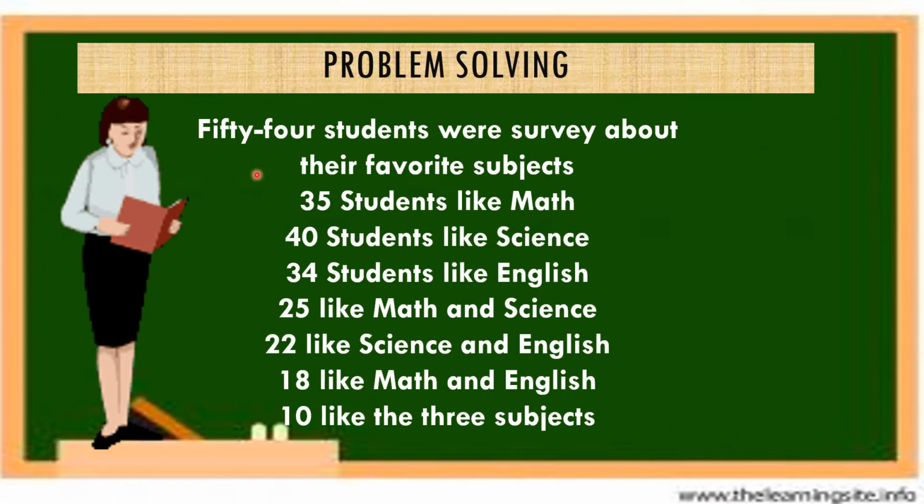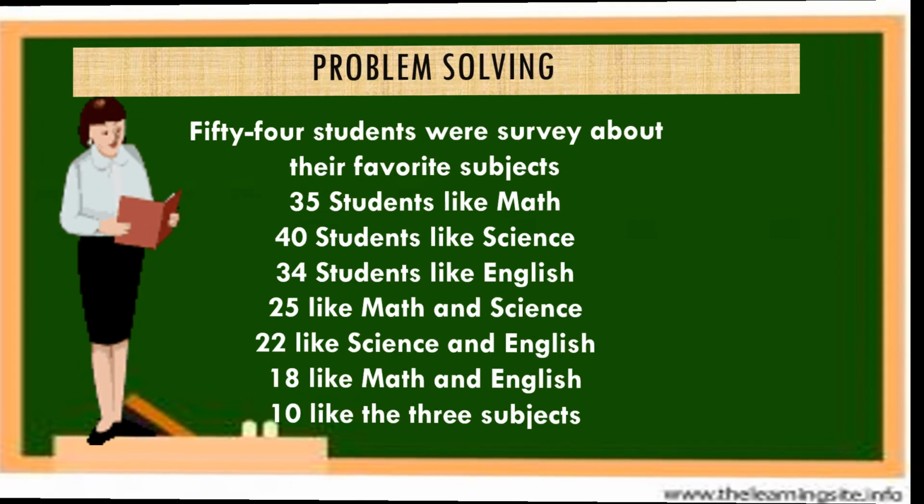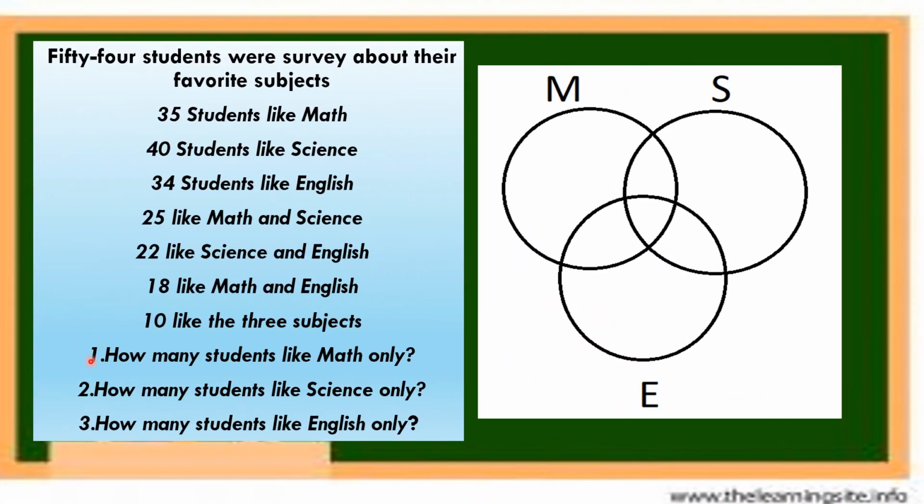54 students were surveyed about their favorite subject. 35 students like math, 40 students like science, 34 students like English, 25 like math and science, 22 like science and English, 18 like math and English, and 10 like the 3 subjects. So we are going to answer the following questions. How many students like math only? How many students like science only? And how many students like English only?